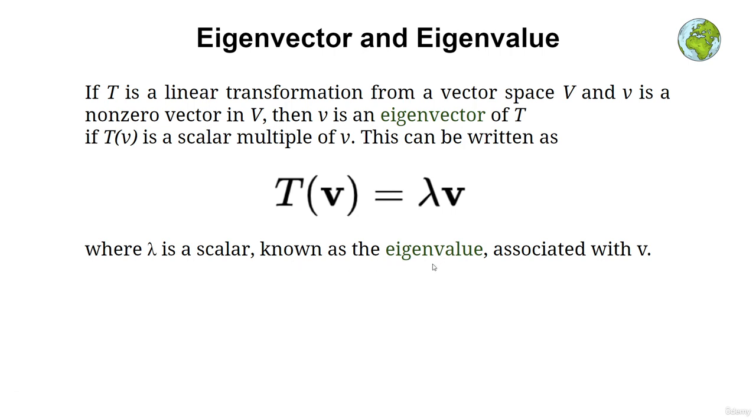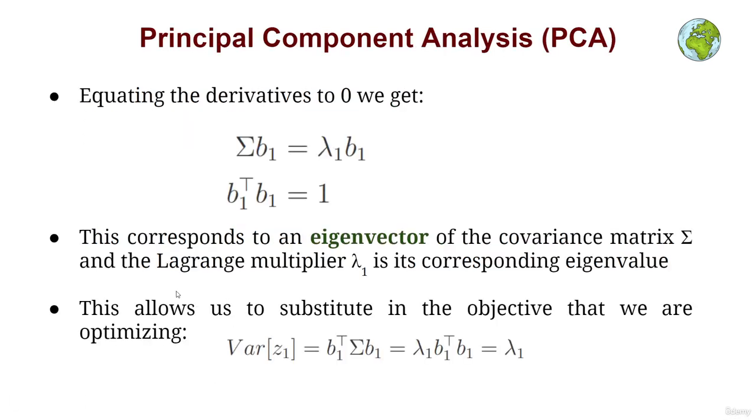Okay, this is a very linear algebra concept and very well known. So with this information we can continue. This allows us to substitute in the goal that we are optimizing. So now the variance of Z1 is equal precisely to lambda 1, this Lagrange multiplier, which is the eigenvalue.